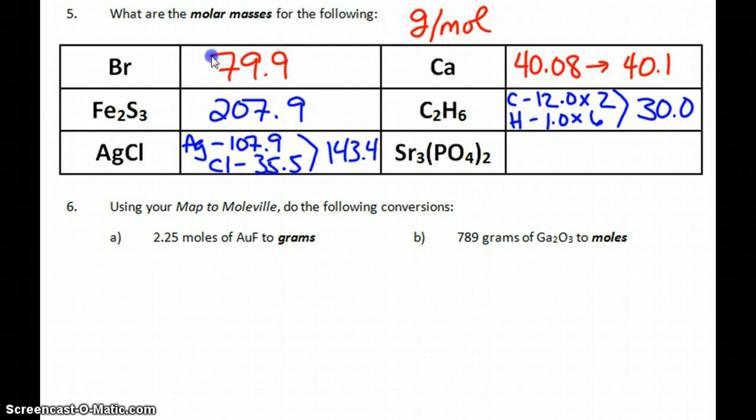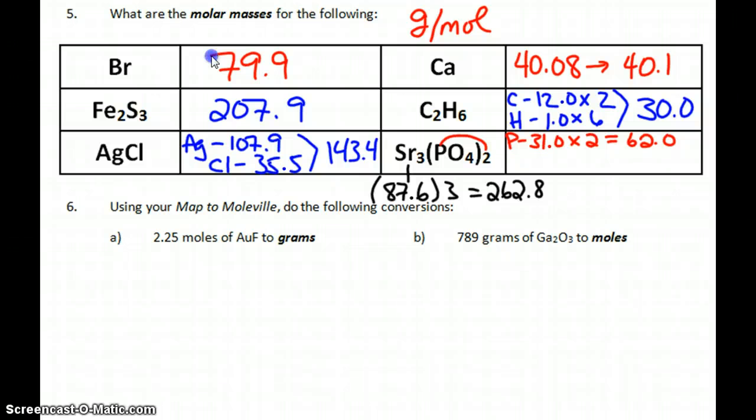With the strontium phosphate, strontium is 87.6, and you need 3 of those, so that ends up being 262.8. Well then remember, I need 2 phosphorus, so phosphorus is 31.0, and you need 2 of those, which will be 62. And then I need 8 of the oxygens. 2 times 4 is 8. So oxygen is 16.0 times 8. That will give me 128.